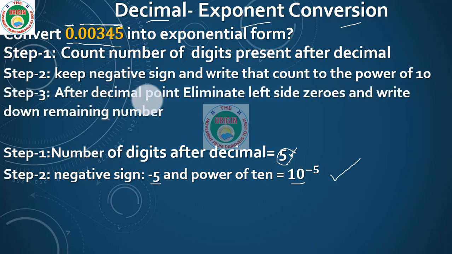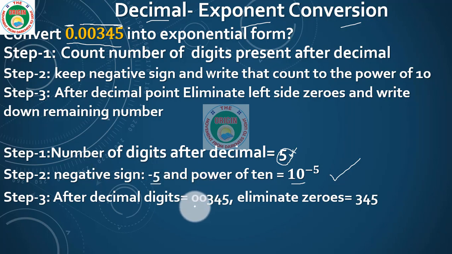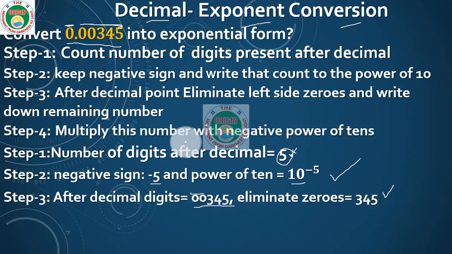Third one, after the decimal point, eliminate the left side zeros and write down the remaining number. After the decimal point, how many numbers are there? 0, 0, 3, 4, 5. Once look at that. After the decimal point, digits are 0, 0, 3, 4, 5. So from this, the left side zeros you may eliminate because there is no value. So eliminate the left side zeros and write down the remaining digits. That is 345. And step 4, multiply this number with the negative power of ten.